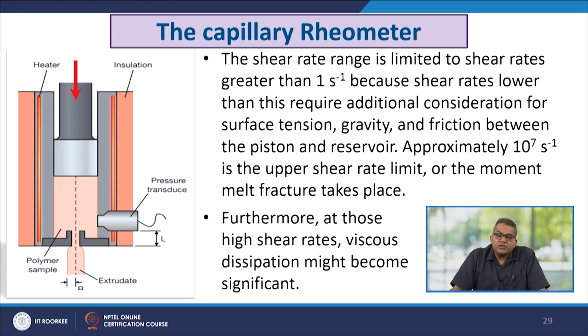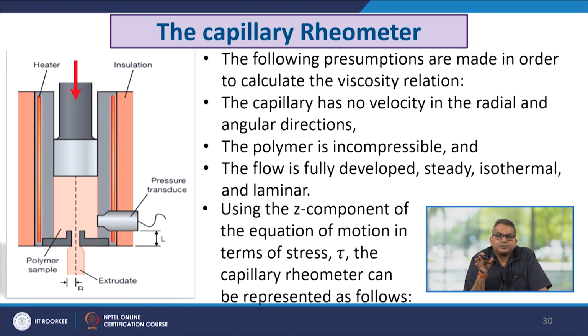The shear rate range is limited to shear rates greater than 1 per second because shear rates lower than this require additional consideration for surface tension, gravity and friction between the piston and the reservoir. Approximately 10 to the power 7 per second is the upper shear rate limit, or the moment melt fracture takes place. Furthermore, at those high shear rates, viscous dissipation might become significant.